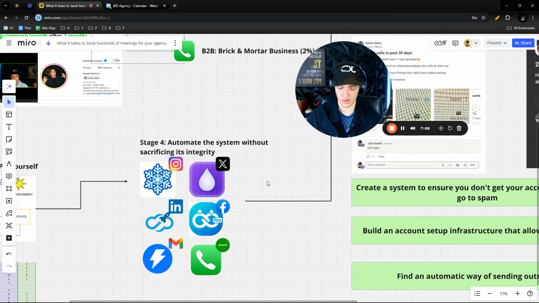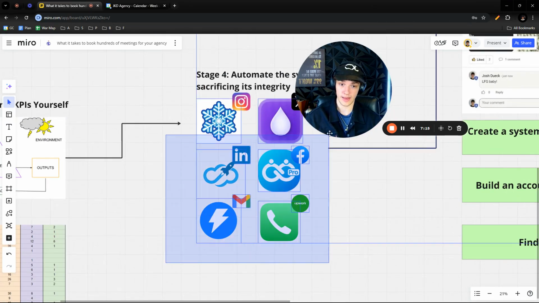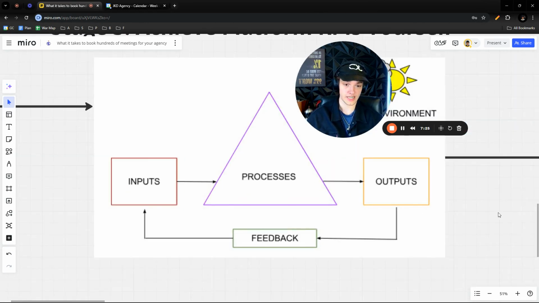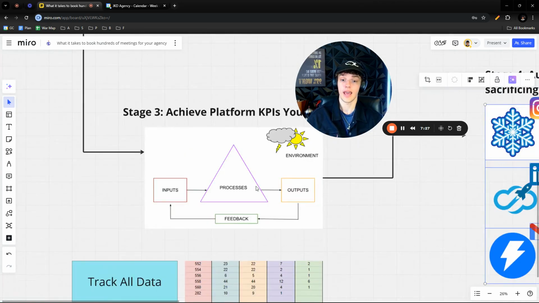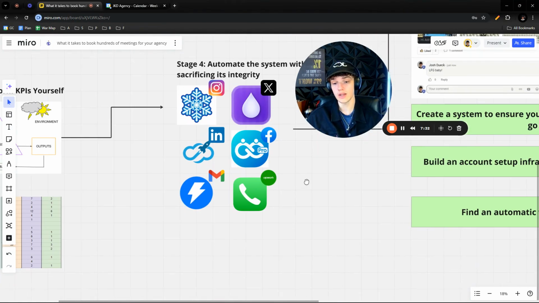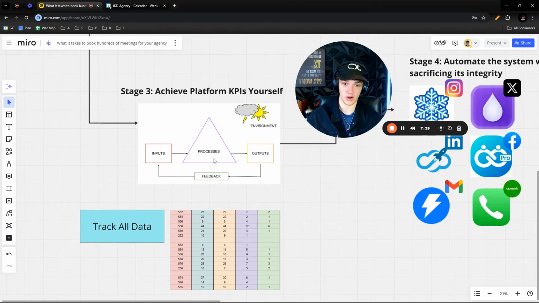So what this essentially means is a lot of the time, when you go and do things like automation, the actual quality of the message goes down. And if this has an impact on the actual process or the scripts or the actual lead sourcing or anything to do with how the system is run, these processes are going to be affected, and therefore the outputs are going to be different, and therefore the KPIs in here are going to get worse. So when you go ahead and automate this, you have to make sure that the integrity of the system and the actual processes that you use are not compromised.